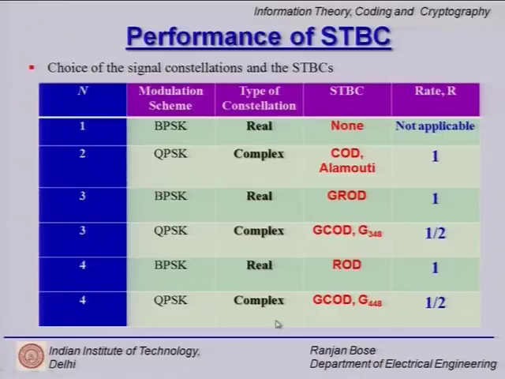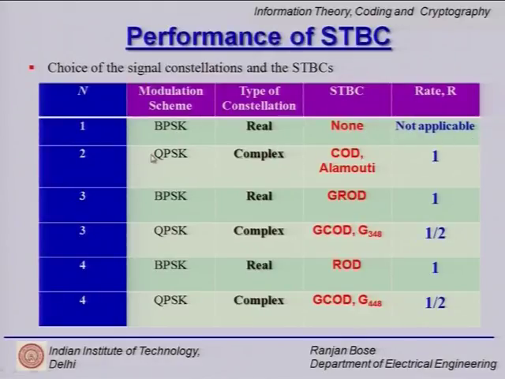And this table summarizes which space-time block code we used and what modulation scheme we used. If you see, there were 6 curves, 4 distinct curves, and some overlapping curves, so there are 6 rows here. The first case was the standard BPSK, which is a real constellation. Obviously we can't use space-time block codes, so rate is not applicable here.